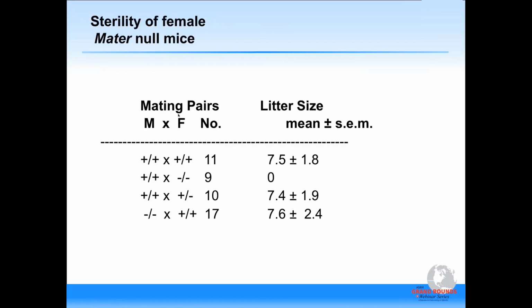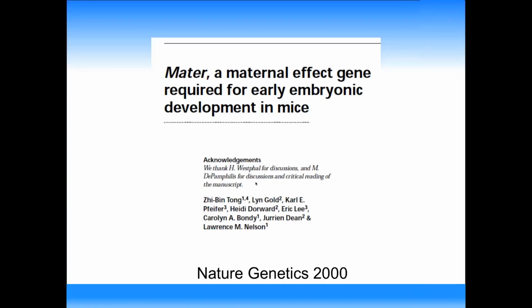Well, it turns out it does do really important things, because when we knocked out this mater gene and studied mater null mice, we set up mating pairs, and here's the number of mating pairs. Here's wild type versus wild type, wild type versus heterozygote, and knockout male versus a wild type female. Then here are the litter sizes, and you see knockout male mice have normal litter numbers, but the knockout female mice have 0. So the mater gene is critical to early reproduction. The female mice were completely sterile. The male mice were completely normal in terms of fertility.